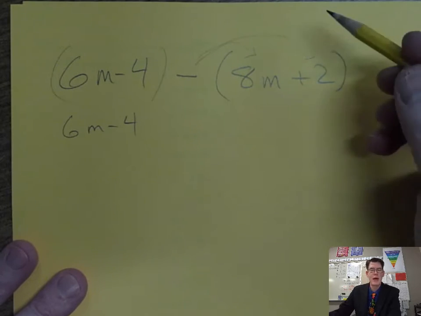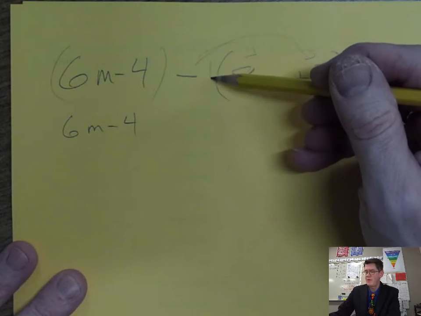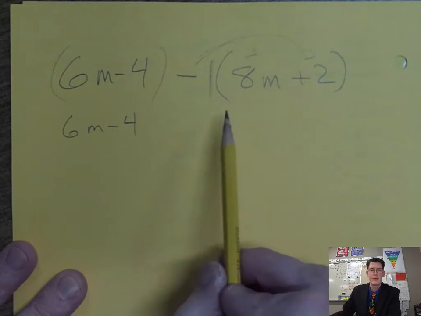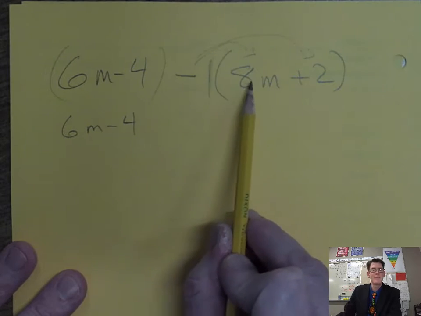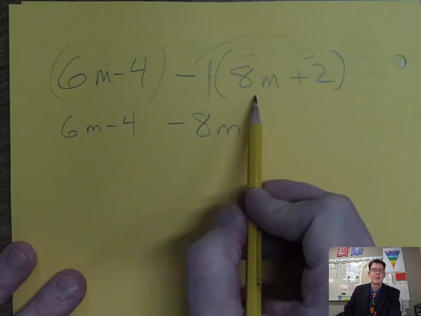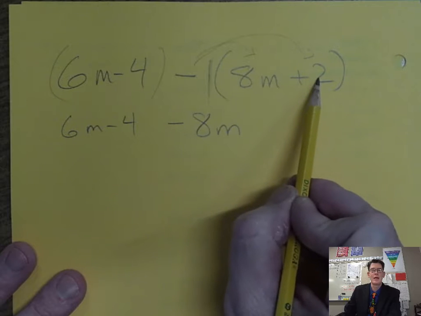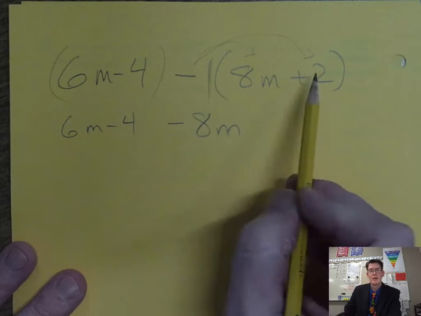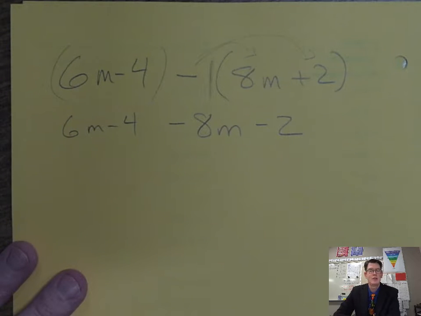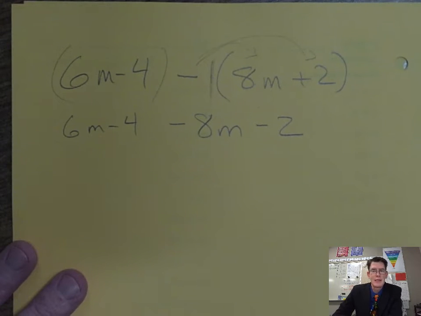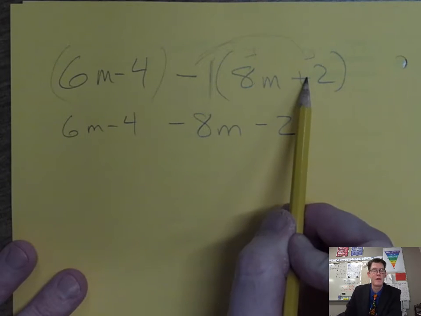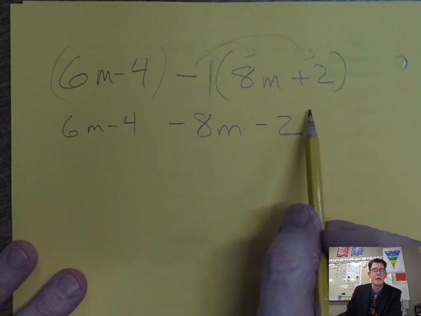Well, how do we do that? There's a 1 here that we never write. Remember, if we don't write it, there's a 1 there. So it's like a negative 1 times 8. Okay, well, that's negative 8. And negative 1 times positive 2 is a negative 2. In subtracting expressions, you have to make sure that this minus gets applied to each one of those. And it changes the sign all the way across.